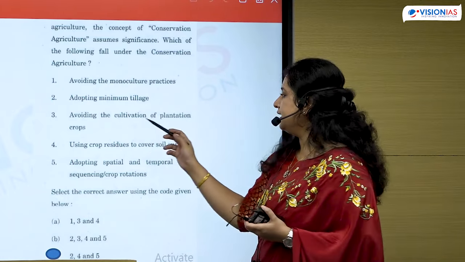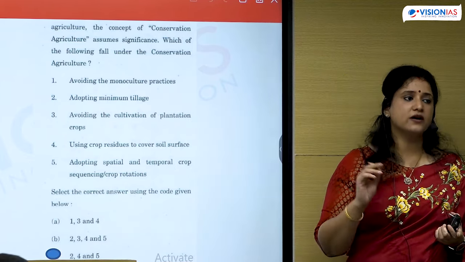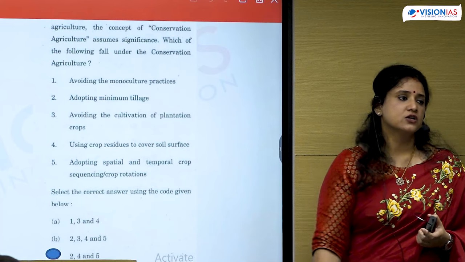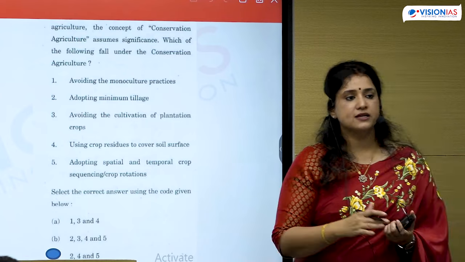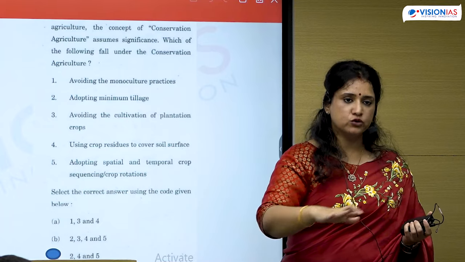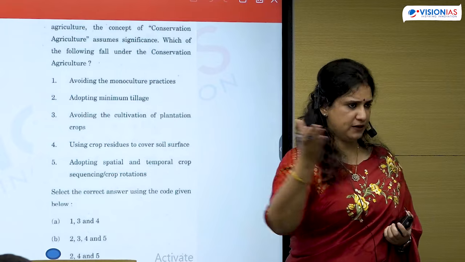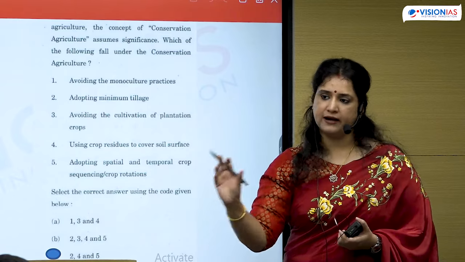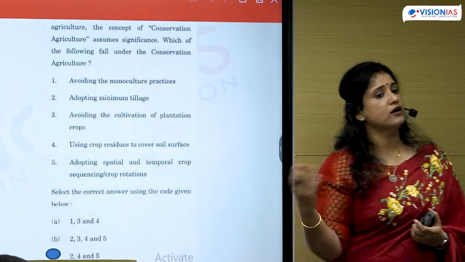Okay, avoiding the cultivation of plantation crops. The conservation agriculture does not really talk about plantation crops. It says using crop residue to cover soil surface, that is mulching. It promotes mulching. That means there is a soil level, and on top of it you either leave the crop residue there, or the small shoots that remain at the end. Let's say you cut the wheat or rice from the top, but the lower part remained, you have left it as it is. So that will ultimately decompose and provide nutrition for further crops.